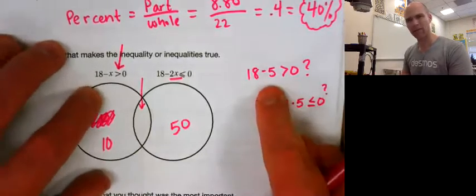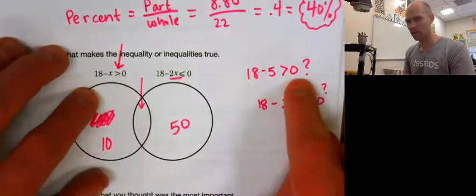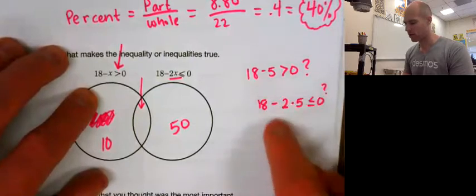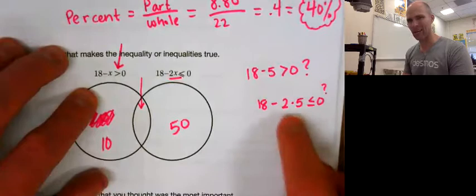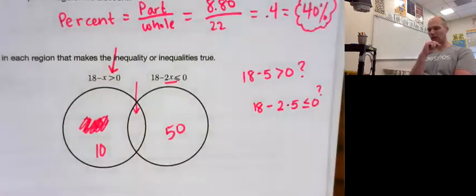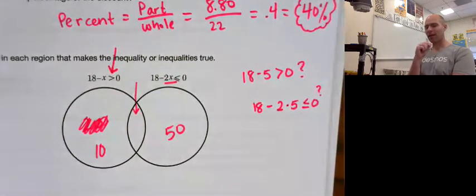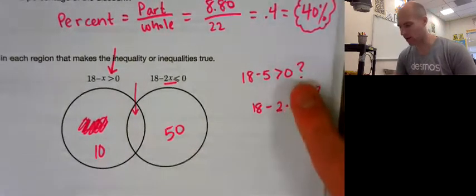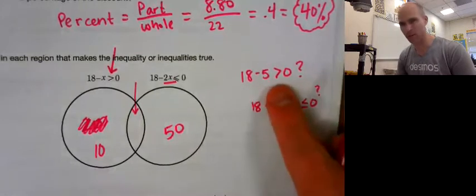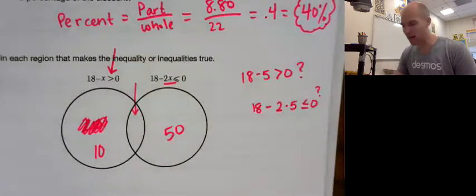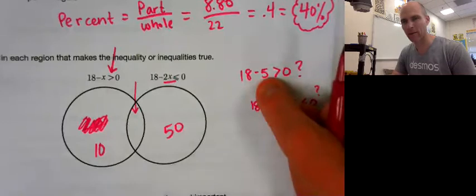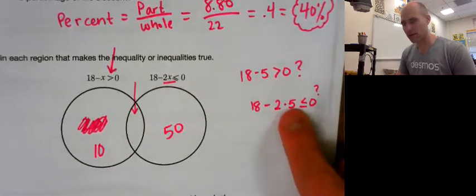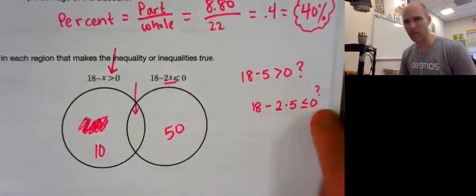This one works, right? 18 minus 5 is bigger than 0, right? It's only 13. 18 minus 2 times 5, which is 10, that's not less than or equal to 0. Okay. I think I need a bigger number because I have a lot of space to work with here, right? 18 minus 5 is greater than 0. I only went to 13. I could put a bigger number here and still be greater than 0. And I need a bigger number here so that I can get this one less than 0.